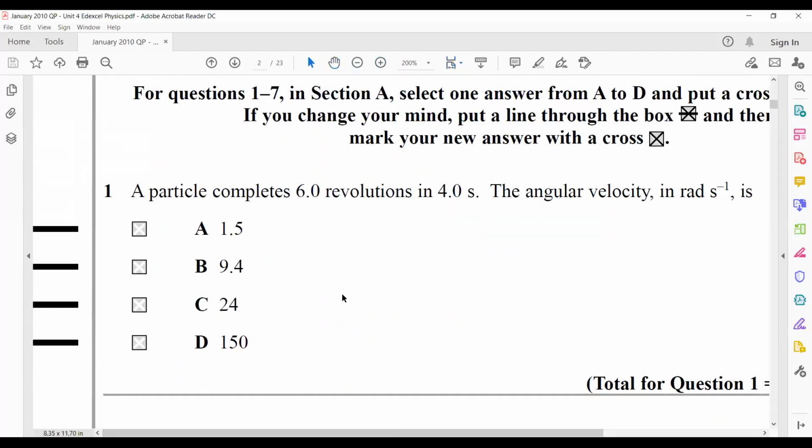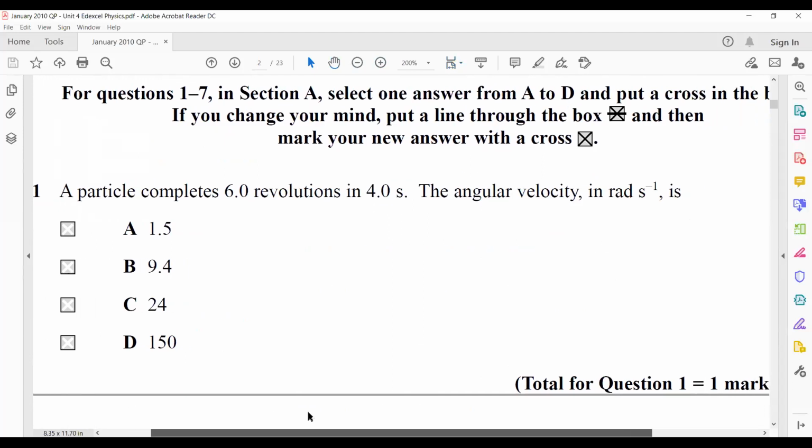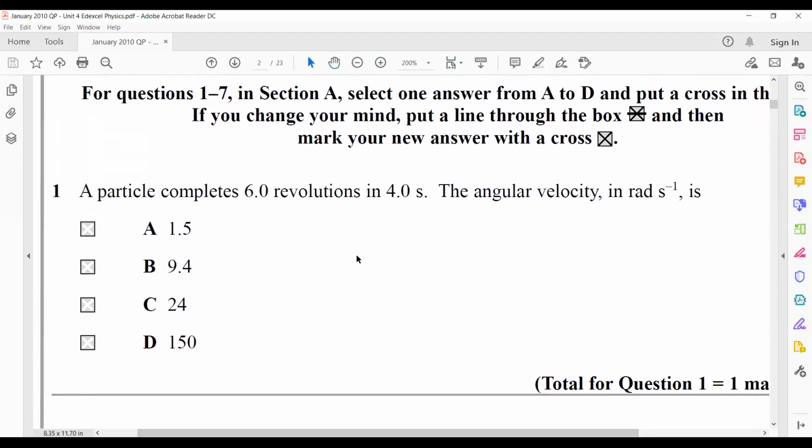A particle completes 6 revolutions in 4 seconds. The angular velocity in radian per second. One revolution is equal to 2 pi radians. One revolution means one complete rotation. What is the answer for this? Question 1. What could be the answer for question 1?